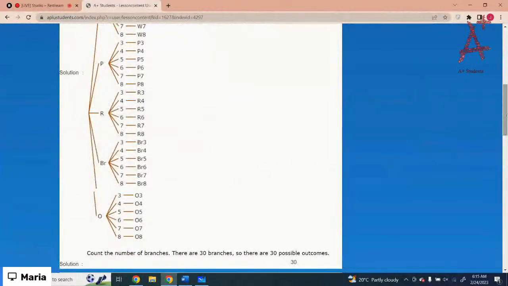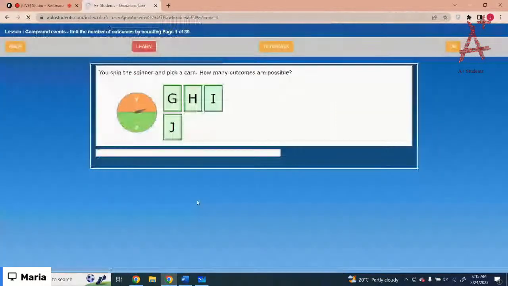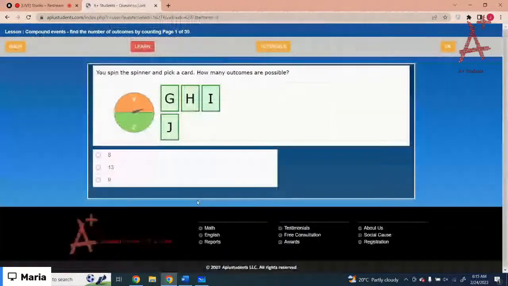Let me just start with the test question. Okay. You spin the spinner. I will show you an easy way without a tree. How many total outcomes are there for? Wait, let me.